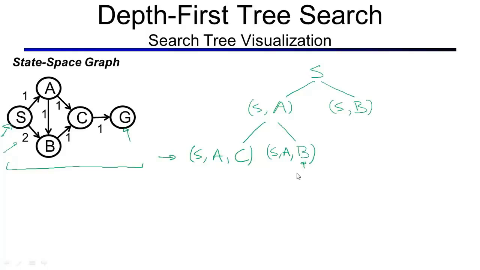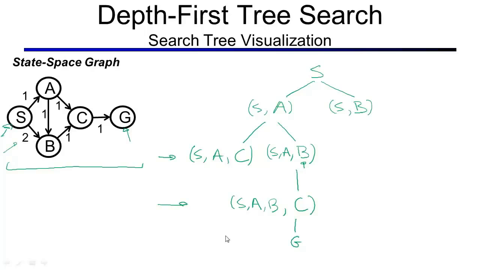B has just one successor, C. So now we have C here. Again, this is really a plan to start in S, go to A, go to B, and then go to C. As the next node to expand, we'll pick this one here because it's the deepest one in the search tree. And when expanding this one, we get just one successor, G.